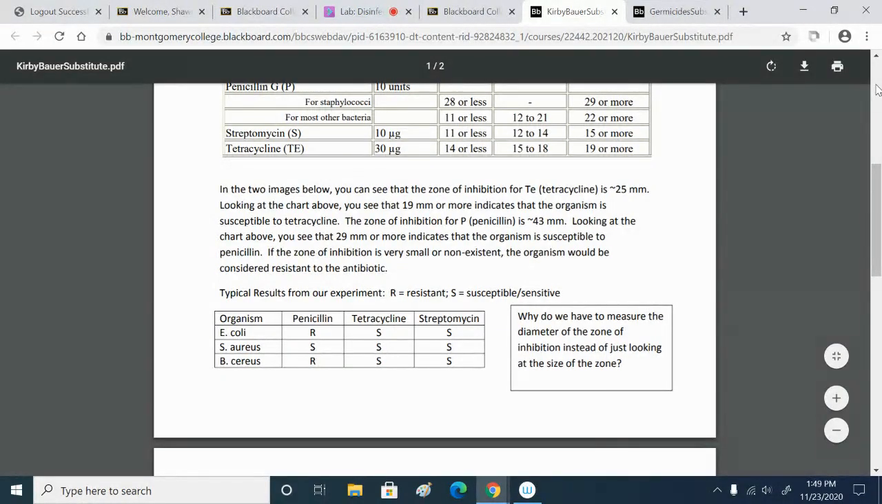So I've given you the results here. R means resistant, S means susceptible. So E. coli and penicillin, E. coli is resistant to penicillin, but we did not have to do an experiment to prove that. You already knew that E. coli was resistant to penicillin. How did you already know that?